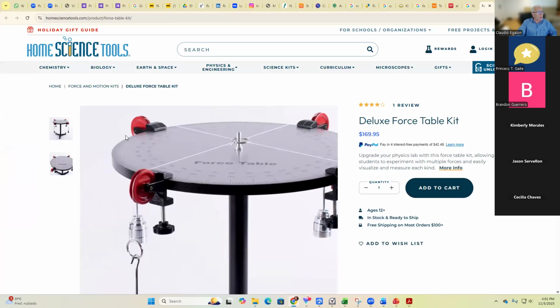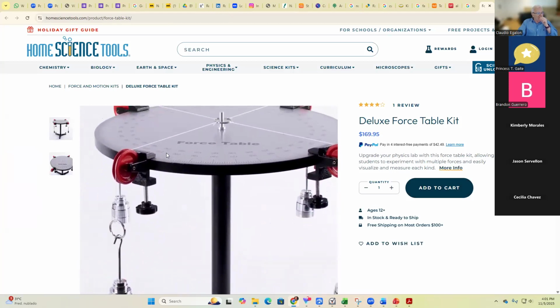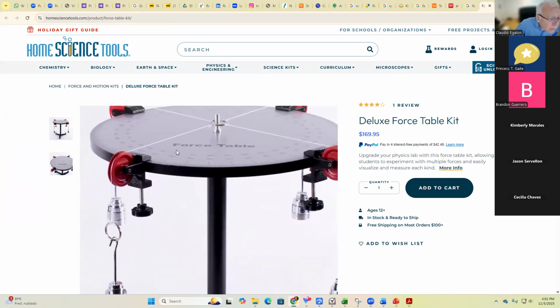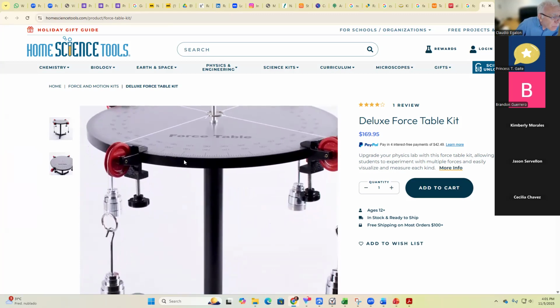Okay, I think that's good enough, right? So here's the table, the circular metal table. You can see it's graduated. The resolution of this one is ½ degree. If you come close enough, you're going to see it is a ½ degree resolution. Okay, 1, 2, 3, 4. Yeah, ½ degree.